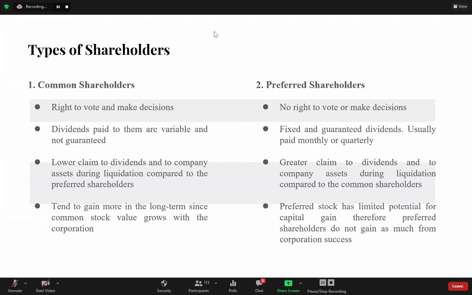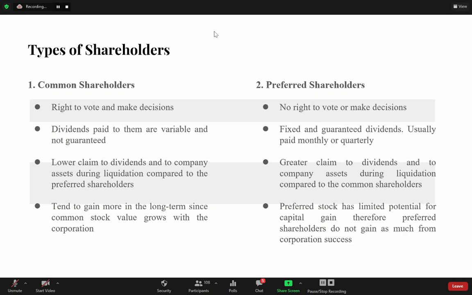that common shareholders tend to gain more in the long term, because the value of the common stock appreciates as the company grows and becomes more profitable. However, on the other side, the preferred stock doesn't appreciate as much as the common stock as the company becomes more profitable.